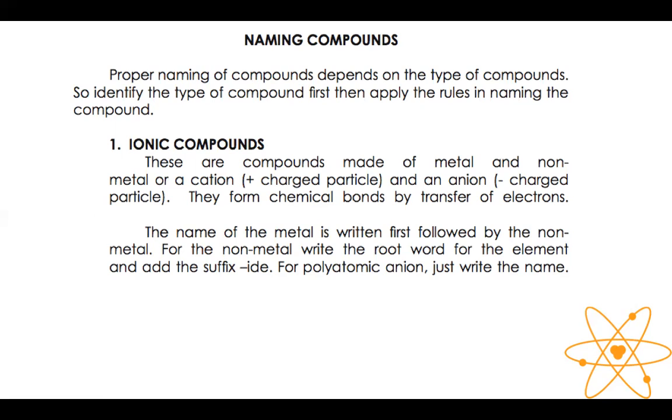So let's first identify the ionic compounds and how to name them. Ionic compounds are made of a metal and a non-metal, or a cation and an anion. A cation is a positively charged particle, and an anion is a negatively charged particle. They form chemical bonds by transfer of electrons. Remember, class, that you have to identify first the type of charged particles in each compound. Remember that the cation is your positive charge.